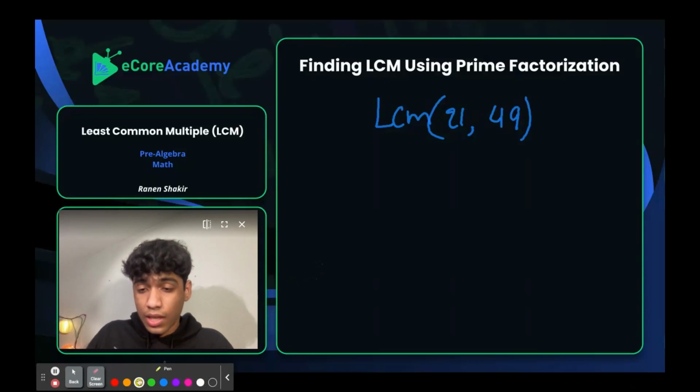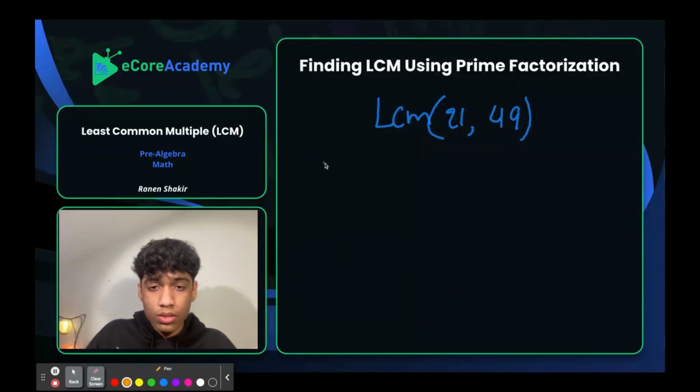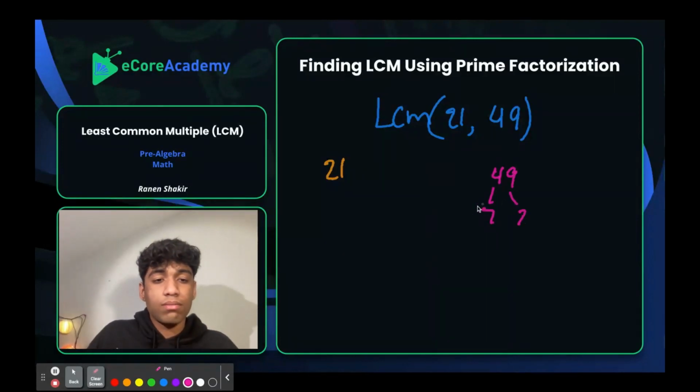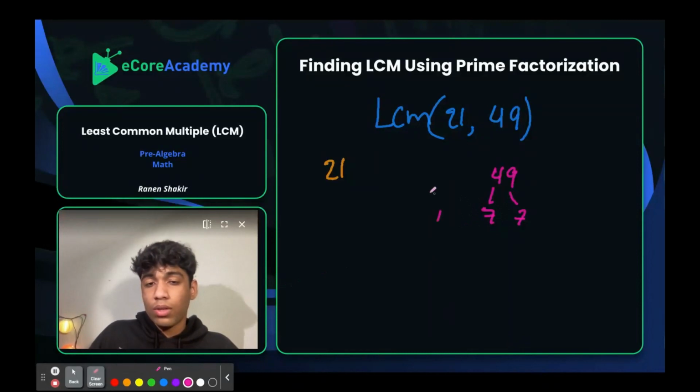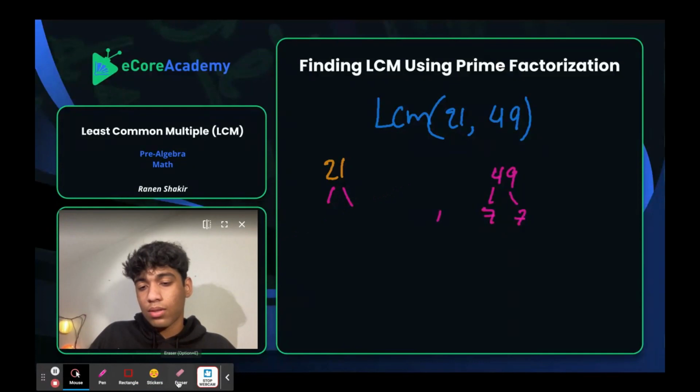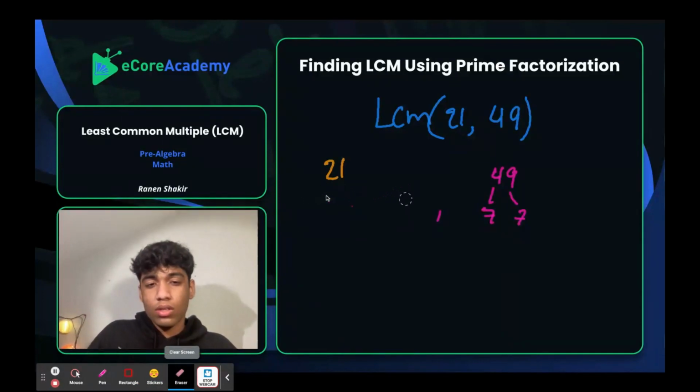Now let's do it together. Let's use orange this time, why not? So let's do 21 and 49. Let's start with 49. We have 7 and 7. Pretty straightforward for that one. And then for 21, oh, this is an easy one. Oh, I gave you an easy one. Okay, we'll do one more. And then for this 21, we have 7 and 3.